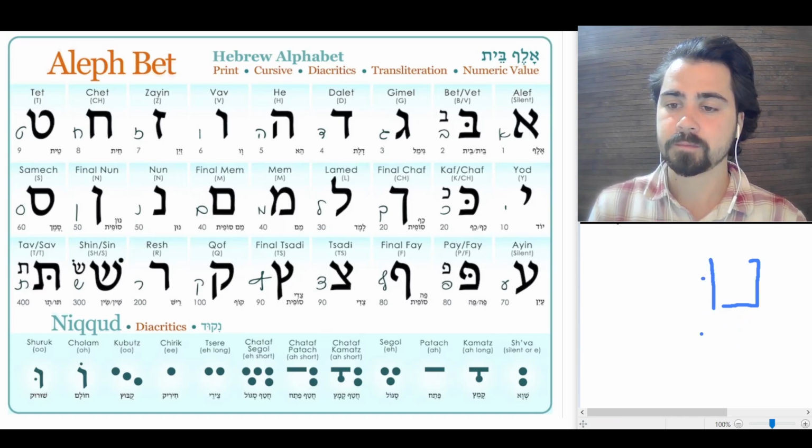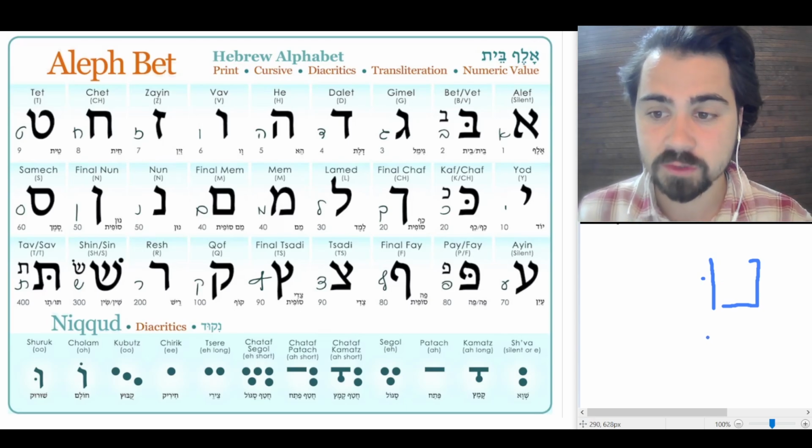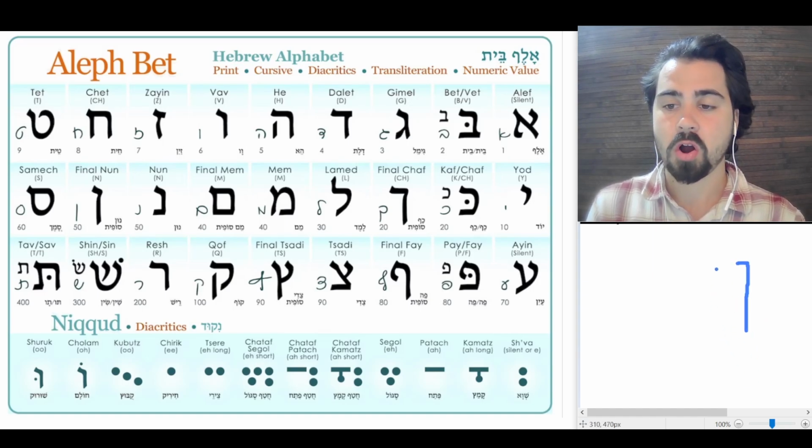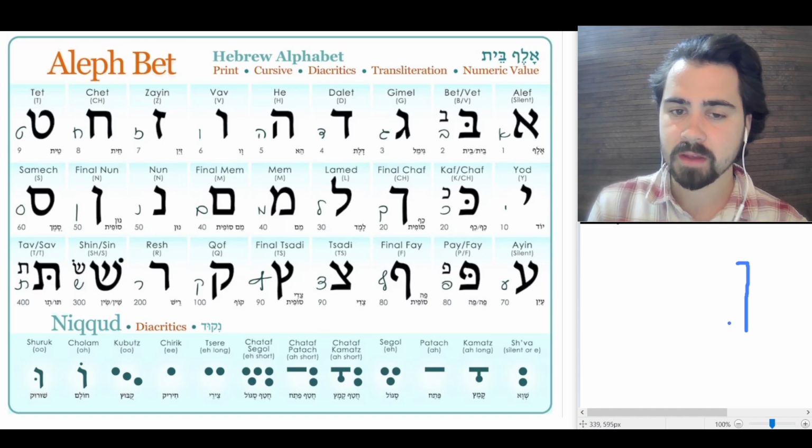Nun. And this letter also has a final form. We took this, we pushed it down, and we are left with just a long line. Sometimes we can draw this, sometimes not, but basically it's just a long line. So this is the final nun.